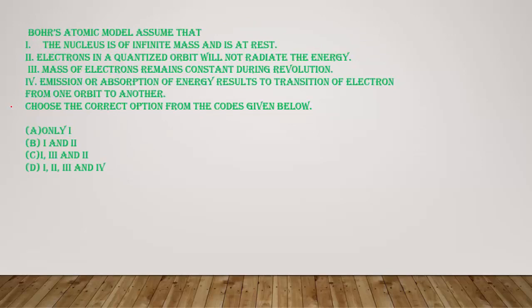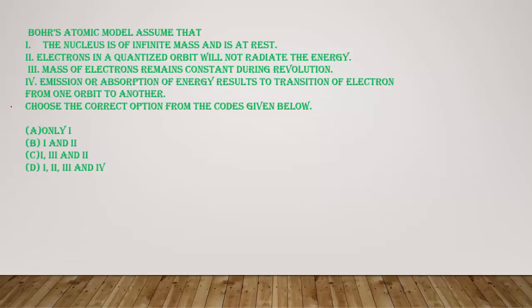And the next question is: Bohr's atomic model assumes that the nucleus is of infinite mass and is at rest. The second statement is electrons in a quantized orbit will not radiate energy. Statement 3 is mass of electrons remains constant during revolution. And the fourth statement is emission or absorption of energy results in transition of electron from one orbit to another. Choose the correct option from the codes given below.